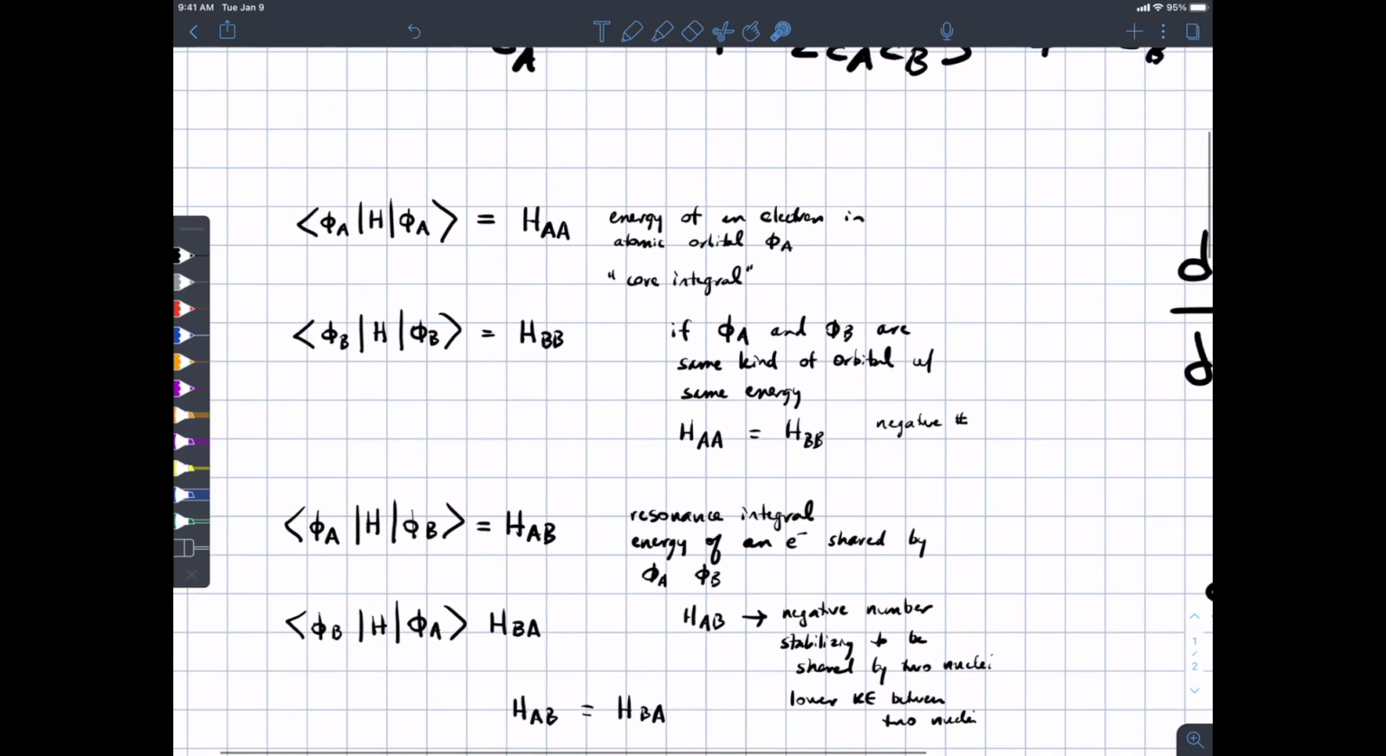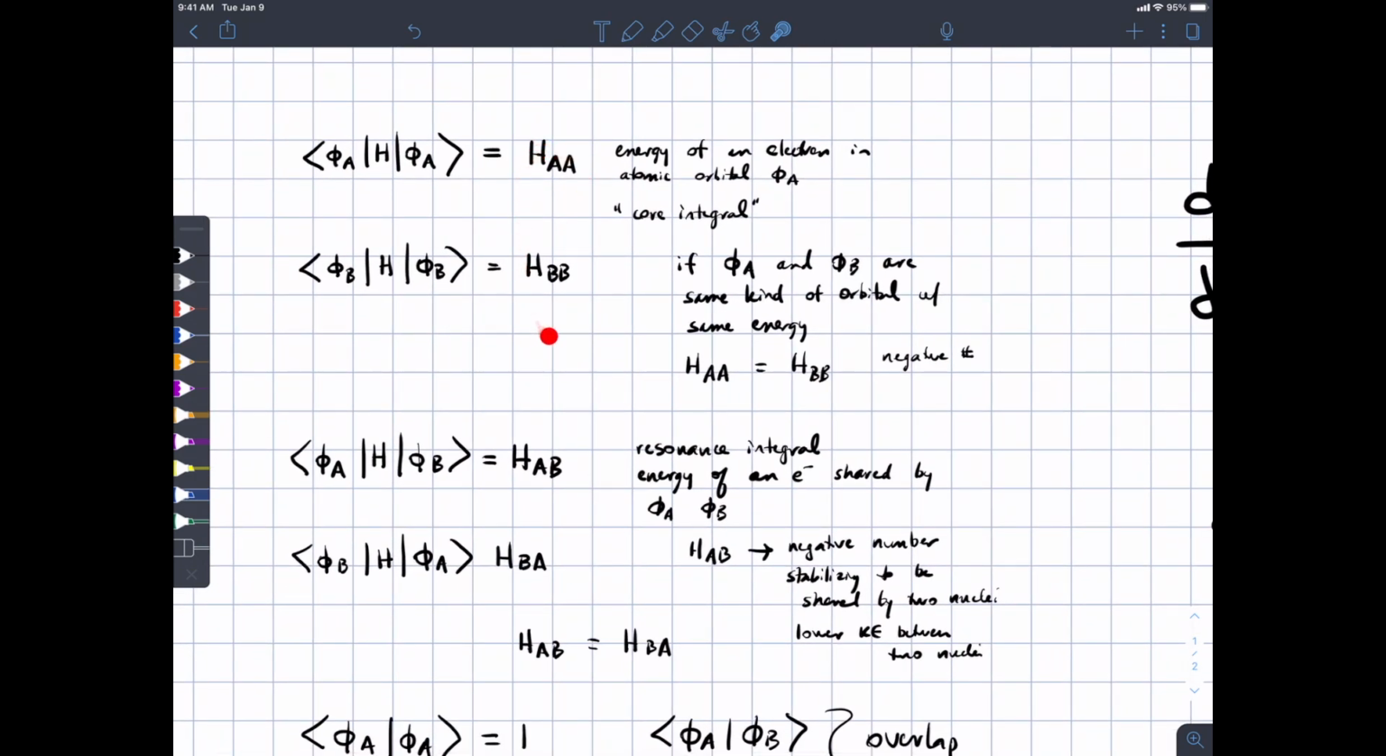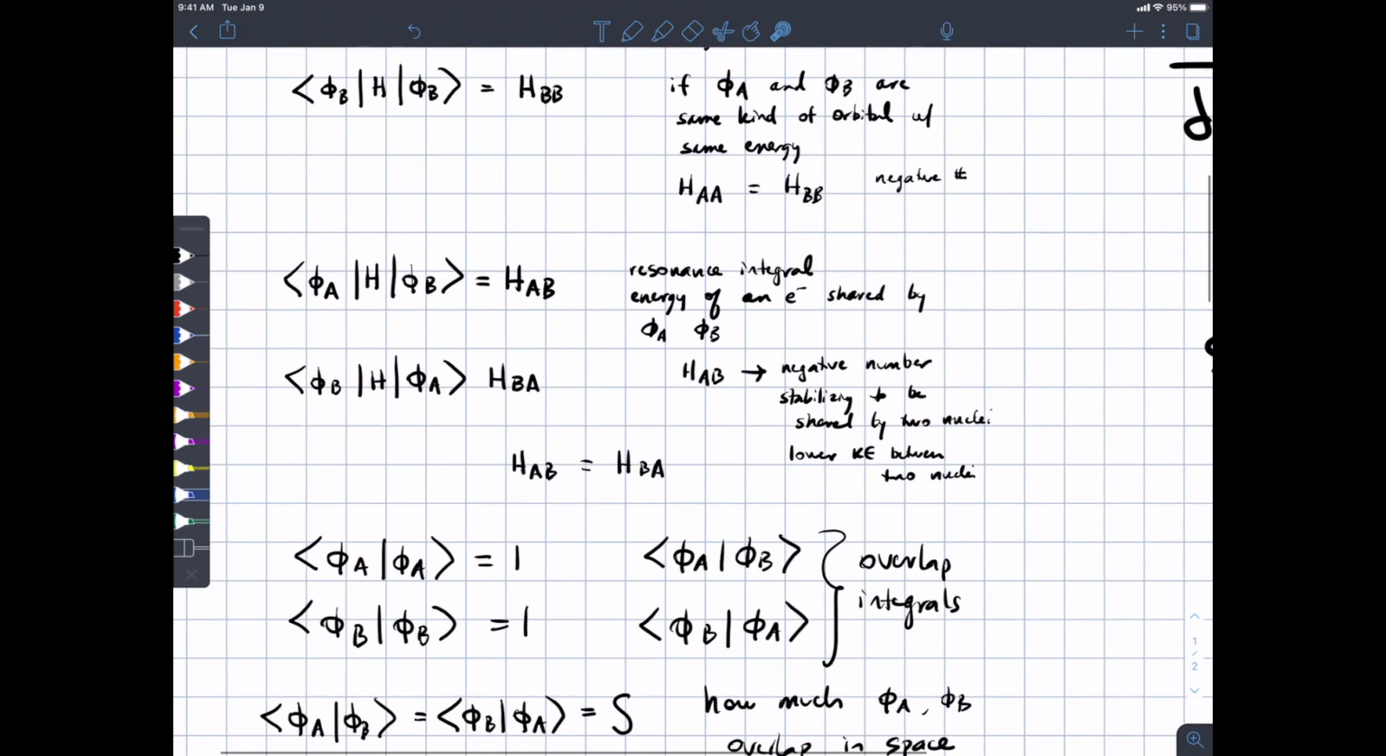I'll point out that these are energy numbers. They should be negative because it should be favorable to be held near a nucleus or favorable to be shared between two nuclei. So that will become important a little bit later as we consider some implications of the energy values that we get out. We'll need to be able to tell which one is more favorable than the other, and remembering that these are all negative numbers will help.